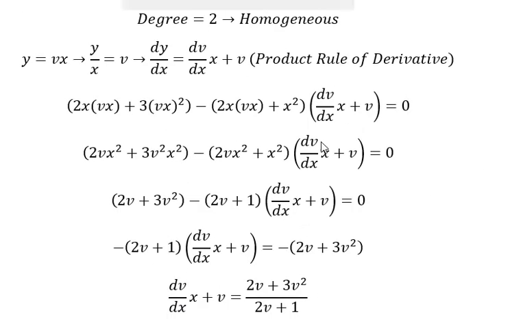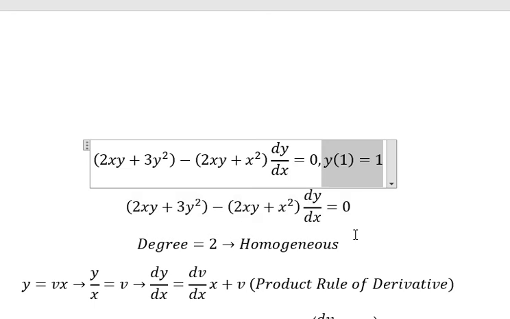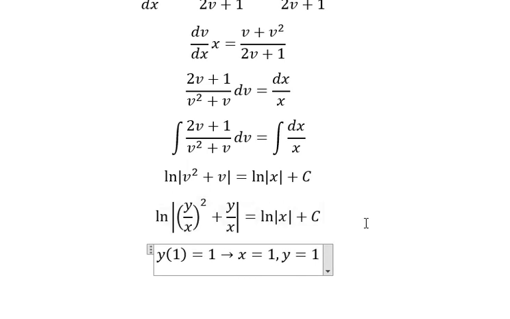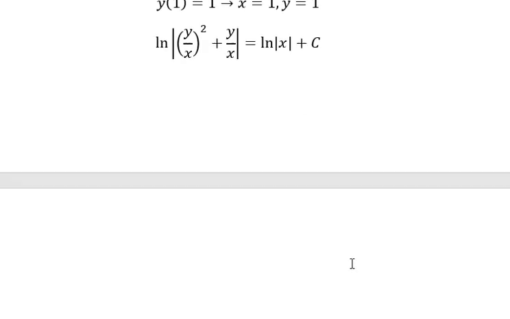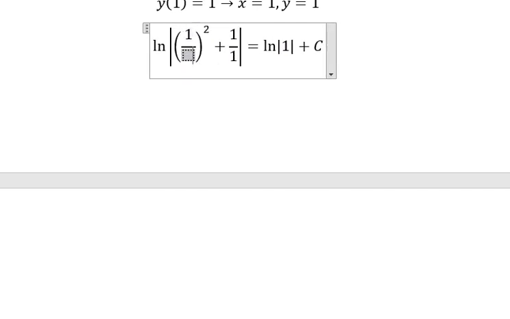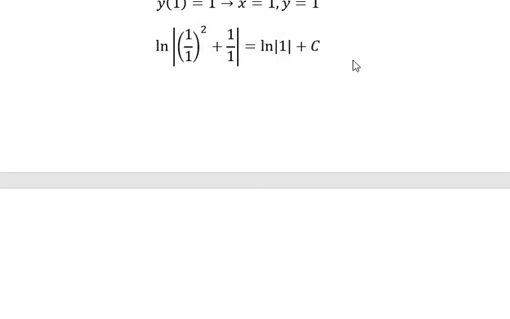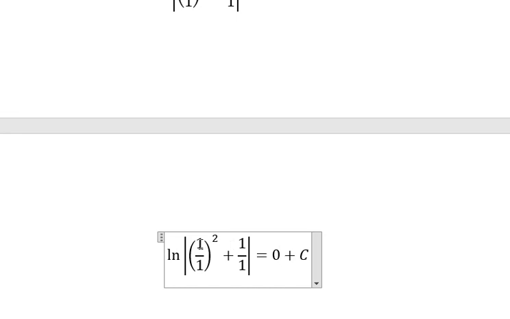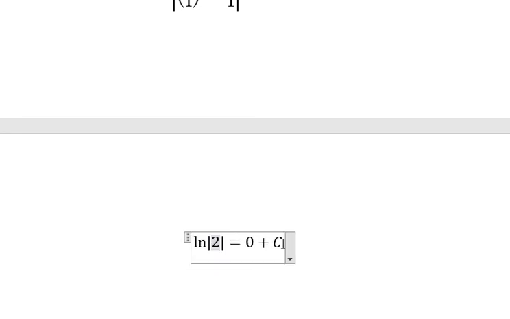Next, we have the condition. That means when x equal to number 1, y equal to number 1. So we put the value in here to find the value of C. Ln number 1, you get 0. This one, 1 over 1 square plus 1 over 1, this is number 2. So C equal to Ln number 2.